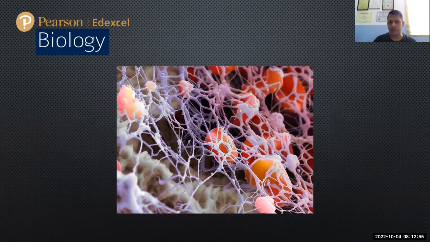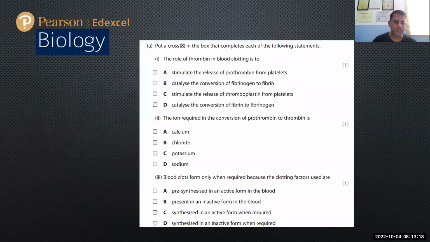You can see how it looks like. The white color one is the fibrin mesh. And in the trapped cells you can see white blood cells, red blood cells and platelets in the mesh. So this makes a strong plug and prevents leaking of blood and also entry of pathogens. So this lesson helped you to answer questions like this.